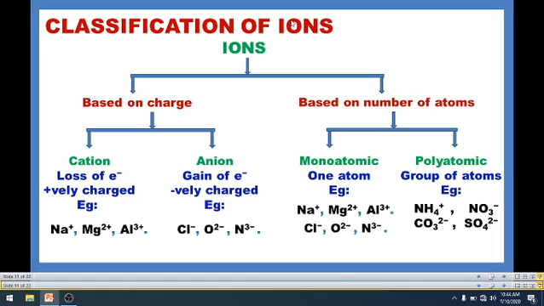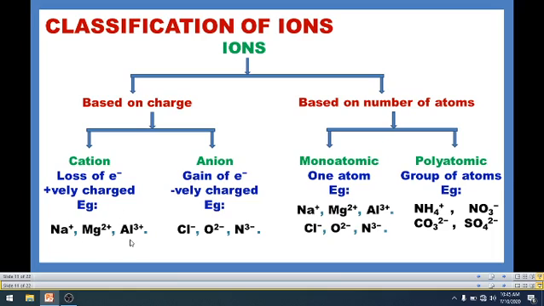Okay, so now how are ions classified? Ions are classified based on charge and based on number of atoms. Already we know that based on charge, they are classified into cations and anions. Cations means positively charged ions, formed by the loss of electrons. Anions means negatively charged ions, formed by the gaining of electrons.